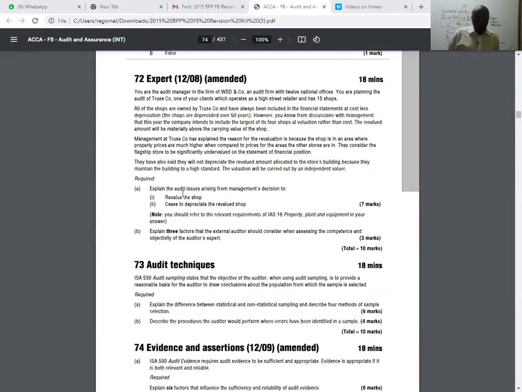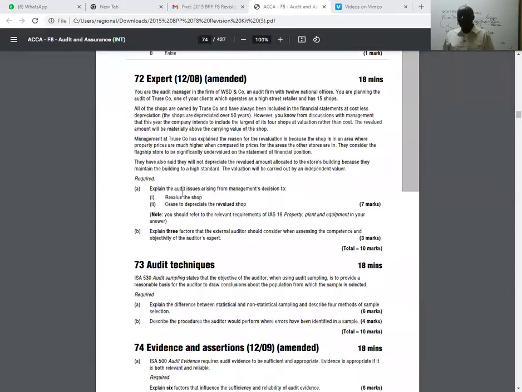All of the shops are owned by the company and have always been included in the financial statements at cost less depreciation, which is okay. The shops are depreciated over 50 years. However, you know from discussions with management that this year the company intends to include the largest of its shops at valuation rather than at cost.